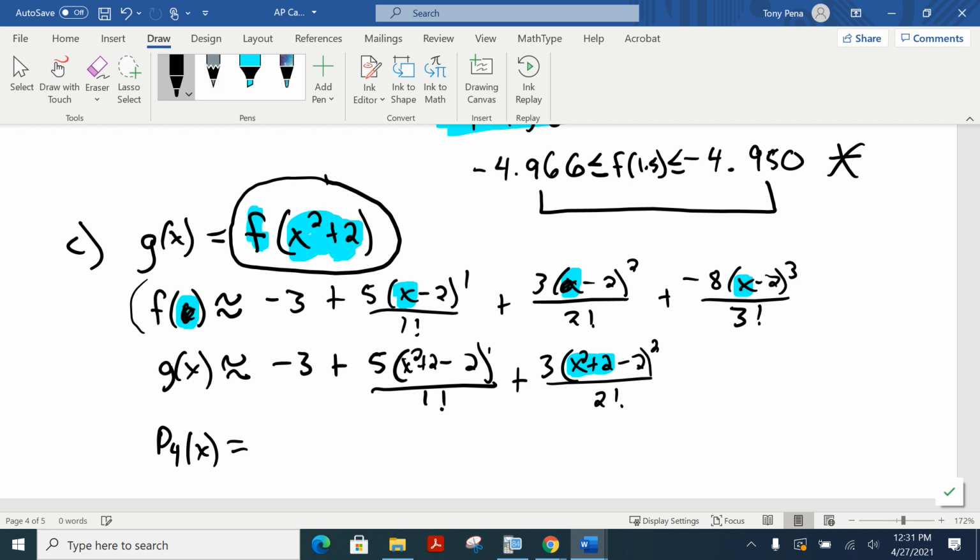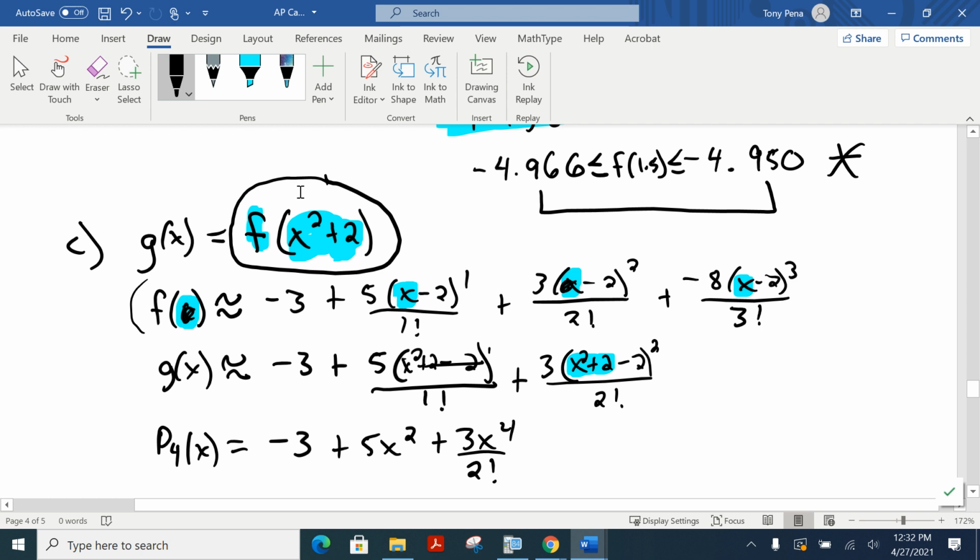you can keep writing g of x if you want. I'm going to put this as p sub 4 of x, just so we can understand. That's a 4th degree Taylor polynomial. Notice how we're also supposed to be centered at 0, right? It has to be centered at 0. And these are going to cancel, so we just get 5x squared. Here the 2's are going to cancel as well, so we get 3x to the 4th over 2 factorial. And then that's our 4th degree Taylor polynomial. So just a composite function, right? Don't overthink it. Just understand that's what that's asking. Good with that part?